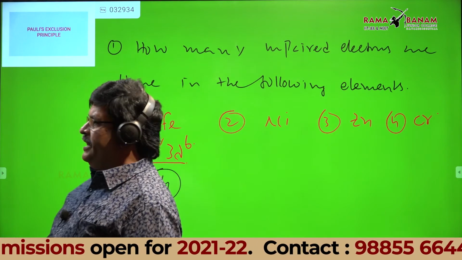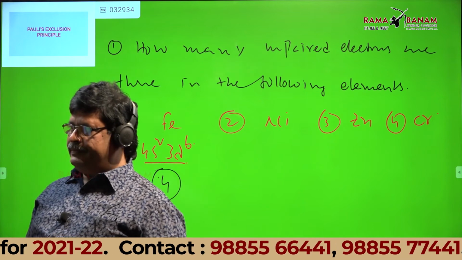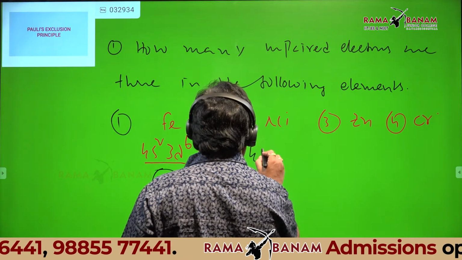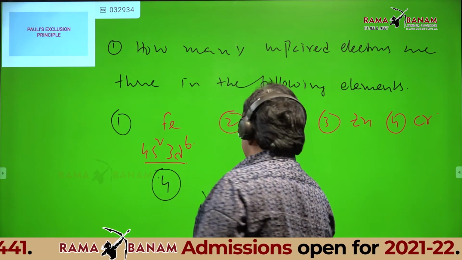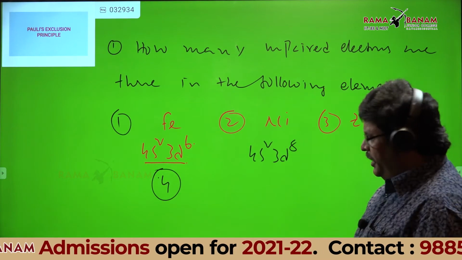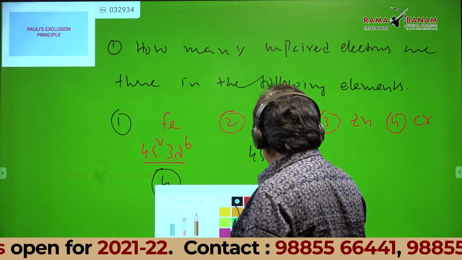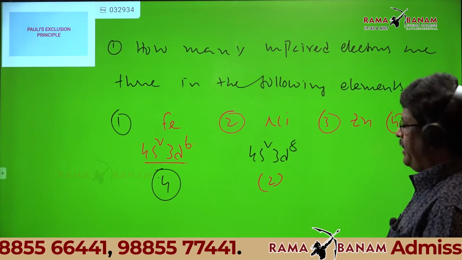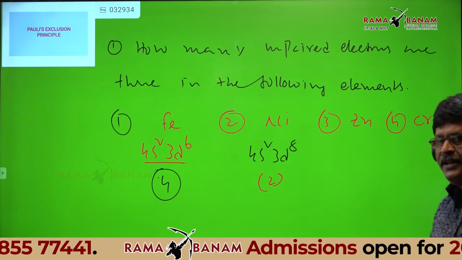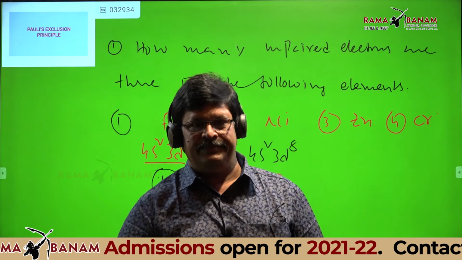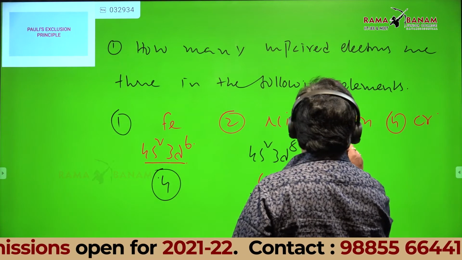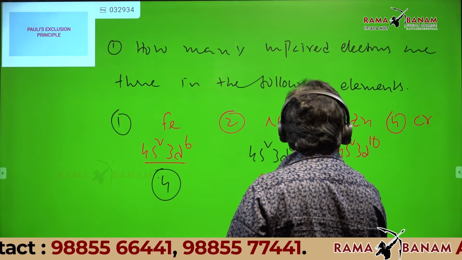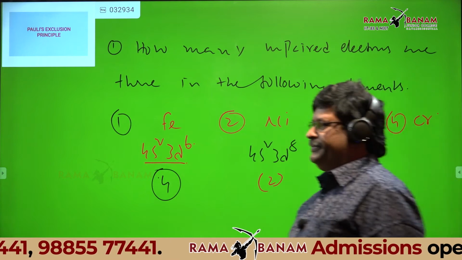What is the atomic number of nickel? 28. So it should be 4s2 3d8, right? Can anyone tell how many unpaired electrons are there in that? 2. Excellent. Can anyone tell the outer configuration of zinc? 4s2 3d10. Excellent. So can anyone tell how many unpaired electrons? 0.